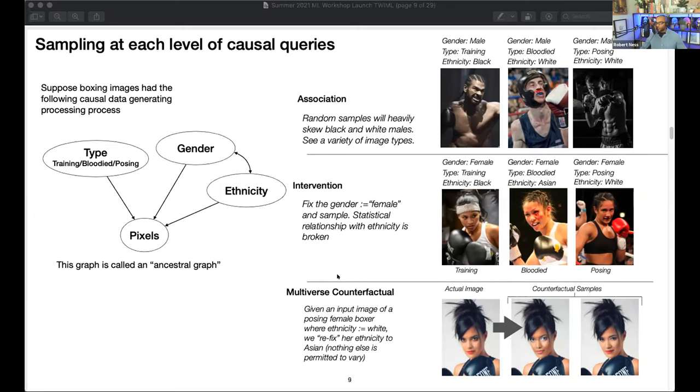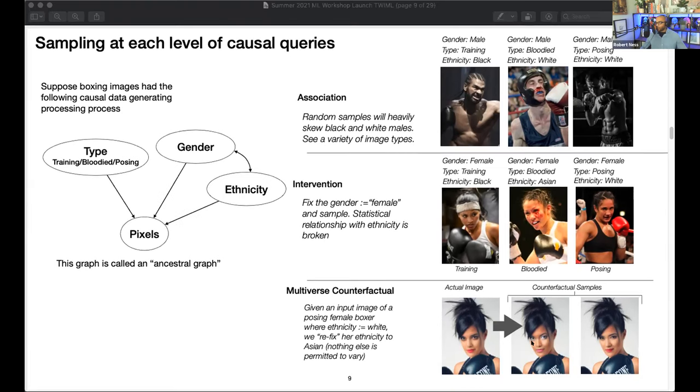Finally, the multiverse counterfactual says that we generate an image of a woman, and this is what I get out. Then I look at this image and ask, what would this image have looked like if the ethnicity were different? Say, for example, if the ethnicity were Asian. So you're generating from a counterfactual distribution where the only things that vary are things downstream of that ethnicity variable, while everything else is held constant.